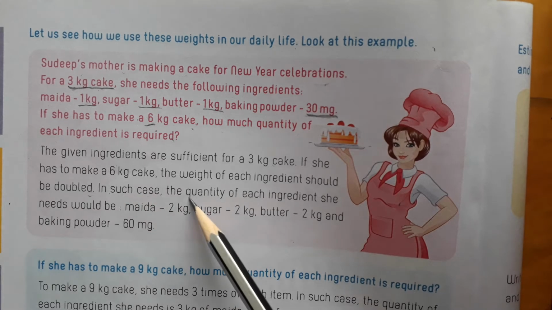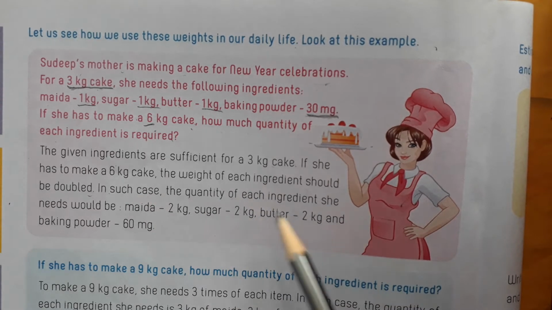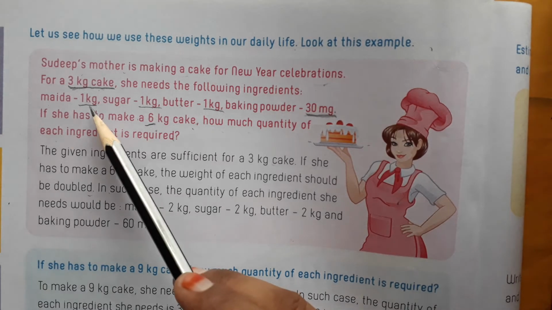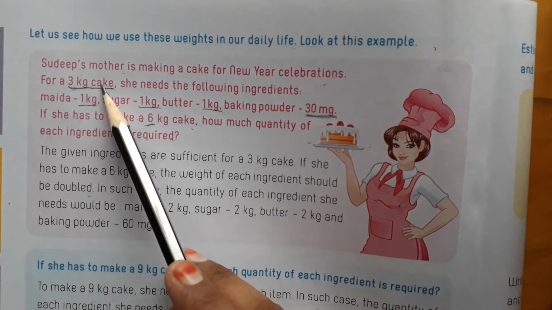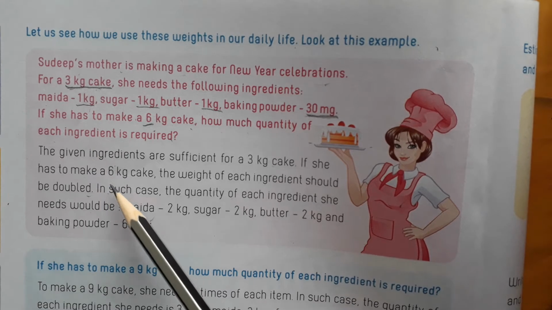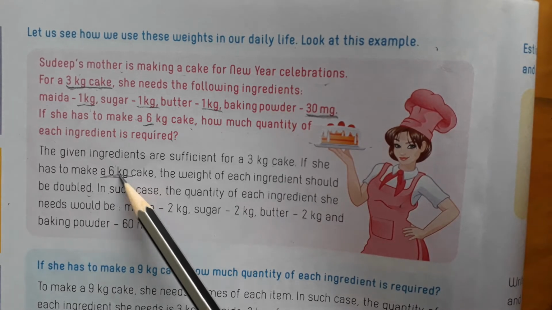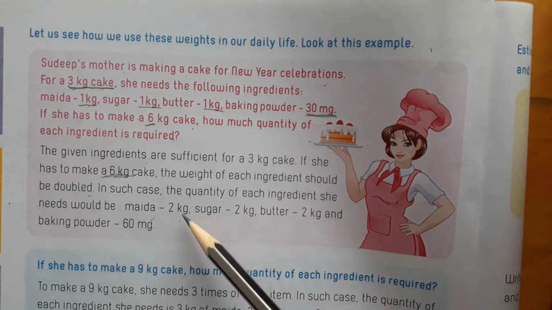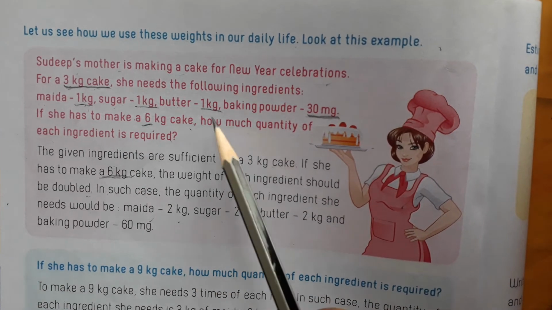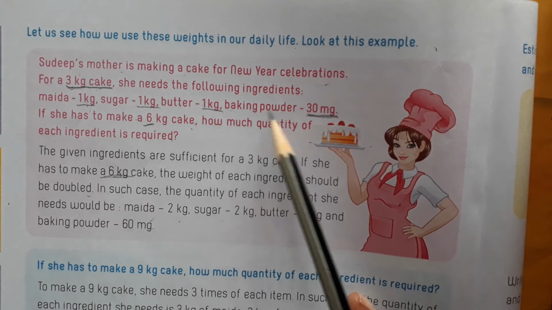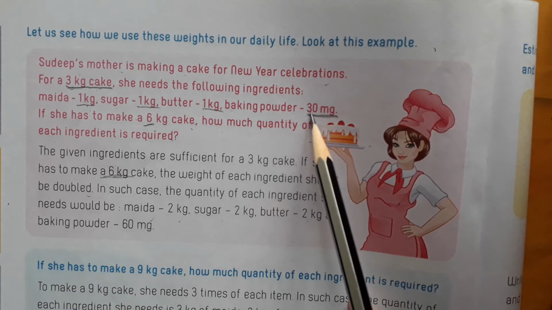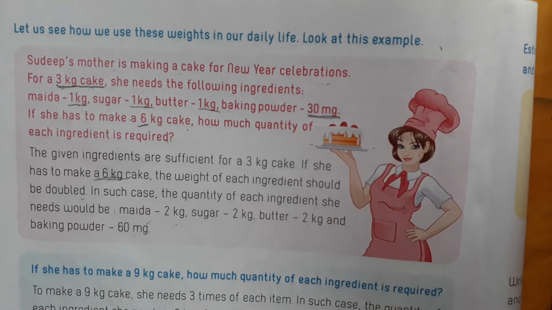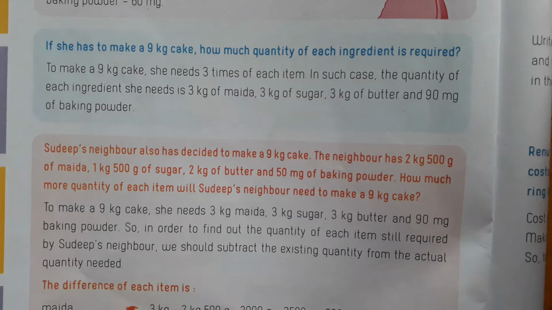In such a case, she needs 1 kg of maida for a 3 kg cake, but here she wants to make a 6 kg cake. So double: 1 into 2, 2 kgs. Sugar also 2 kgs. Butter 2 kgs. And baking powder 30 milligrams into 2, 60 milligrams. Okay, let us see the next one.